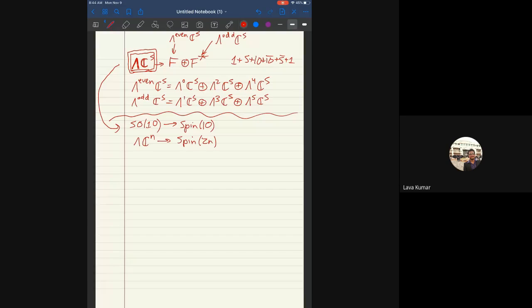And so in particular, we're going to see that, which again is just the double cover of SO(2n). In particular, we're going to apply this construction to Lambda C^5 and see how it's related to the spinor, the irreducible representation of Spin(10), the double cover of SO(10). Okay, so how does it work?